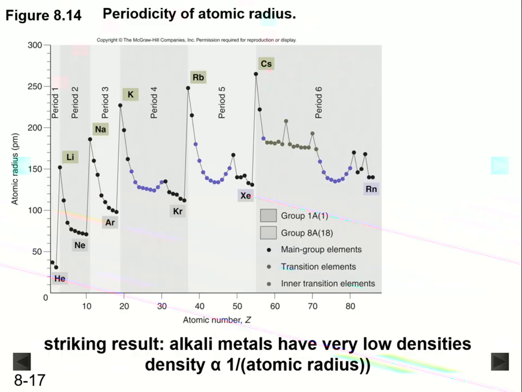Correspondingly, the alkali metals have a very low density, because the density is inversely proportional to atomic radius. As atomic radius gets big, the density gets small. As atomic radius gets small, you can pack in more atoms per unit volume, and the density goes up. And so there's a very clear trend, and we can see how this is very nicely behaved.